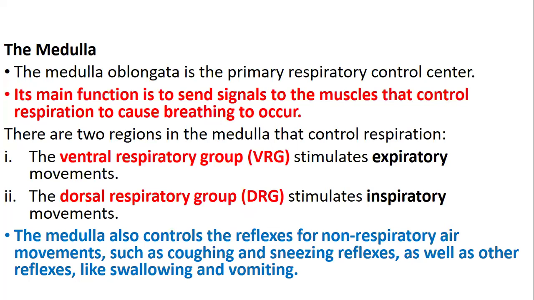In the medulla oblongata, the medulla oblongata is the primary center of respiration, which controls respiration. Its main function is to send signals to the muscles that control respiration to cause breathing to occur. There are two regions in the medulla that do that function. Number one, there is the ventral respiratory group, which stimulates expiration. Then there is the dorsal respiratory group, which stimulates inspiration.